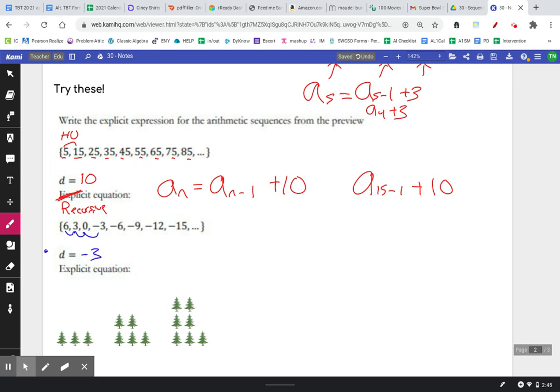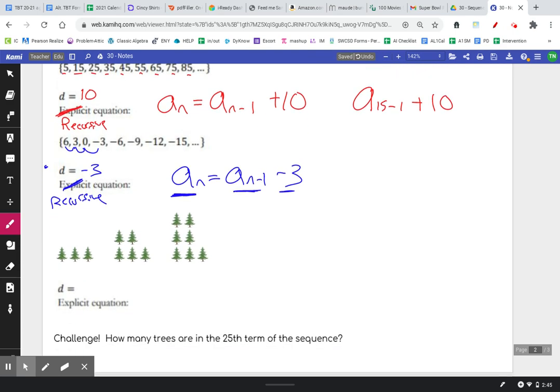And then I need again, this should say recursive equation, and that would just be, hey, I'm going to take whatever term I'm being asked about, and I'm going to look at the term before it, and I'm going to subtract 3 from that. Whatever term I need to find, I'm going to look at the term before it, and take 3 from it, and that'll tell me the term I'm looking for, okay?